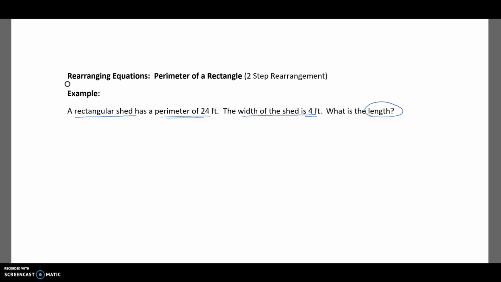From your formula sheet, the perimeter for a rectangle is 2 times the length plus 2 times the width. Again, I know the perimeter, I know the width, and I want to find the length. So I'll substitute in what I know. The perimeter, 24 feet, equals 2 times our unknown length plus 2 times our width of 4 feet. Our goal remains the same, to get this variable L isolated, or by itself, by moving all of the other pieces of the equation to the other side.